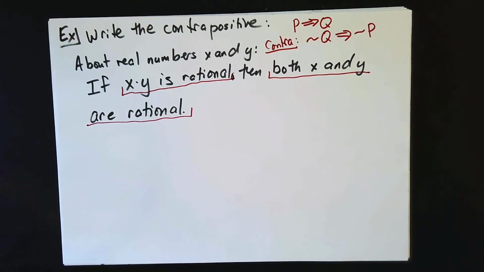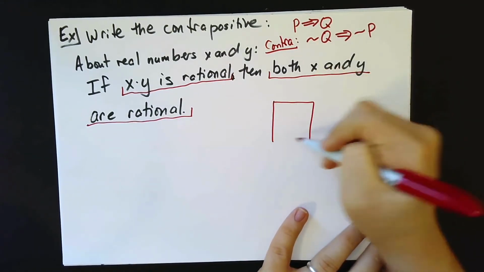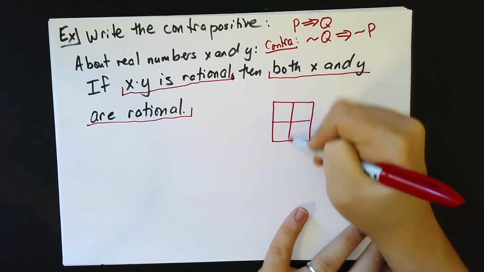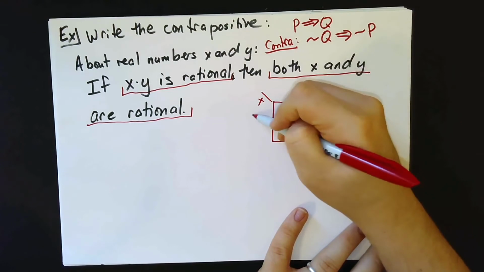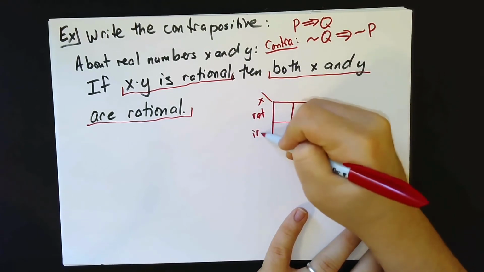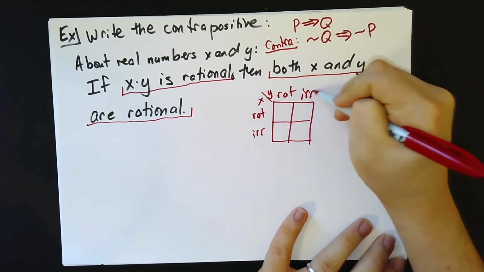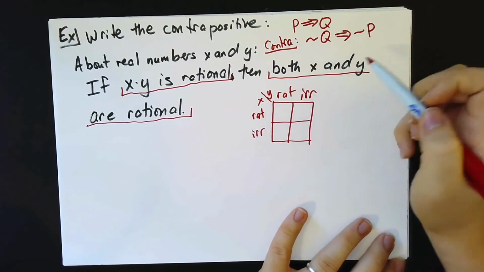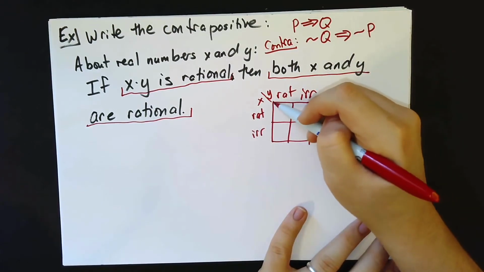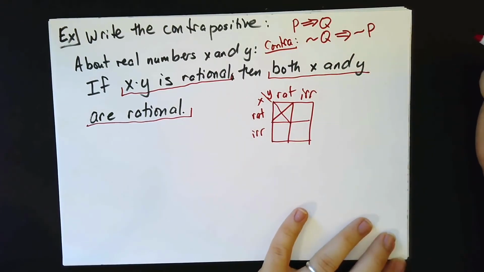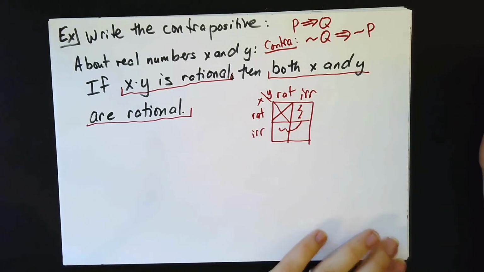And one way we can always think about this is we can always think of ourselves as sort of going through a box here, where we have on this axis x, which could be rational or irrational, and on this axis y, which could be rational or irrational. And so both x and y are rational. That would be this box. So then the logical opposite would be these three boxes.